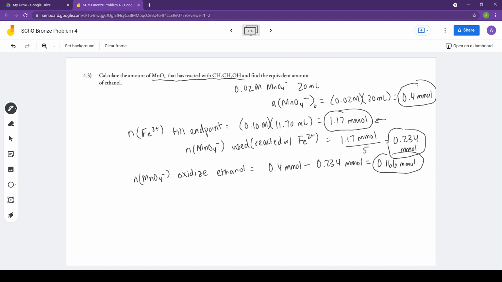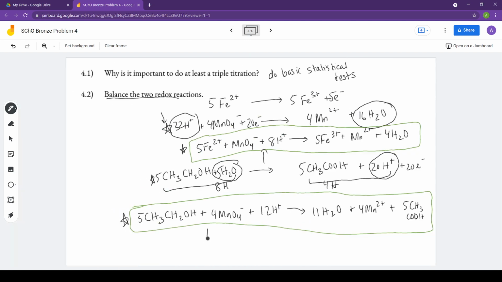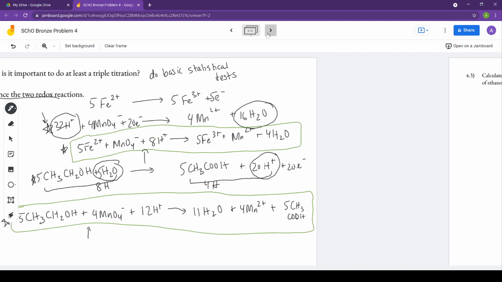And now it's saying find the equivalent amount of ethanol. So we want to look at the ratios and see what the amount of permanganate tells us about the amount of ethanol that reacted. Let's go back to our equation. We look at the second equation. We see that there are 5 ethanols. For every 5 ethanols, 4 permanganates are reacting. Or for every 4 permanganates reacting, 5 ethanols are reacting. So basically more ethanols are reacting than permanganates, and that's in a 5/4 ratio.